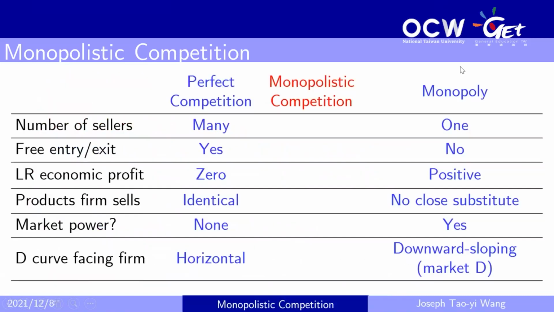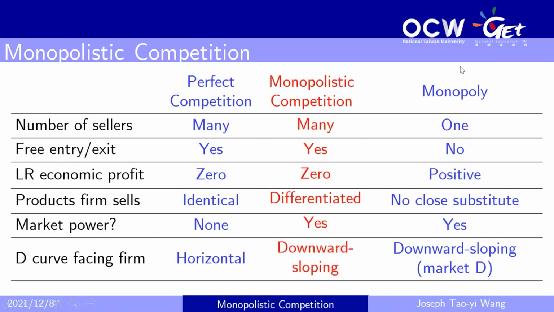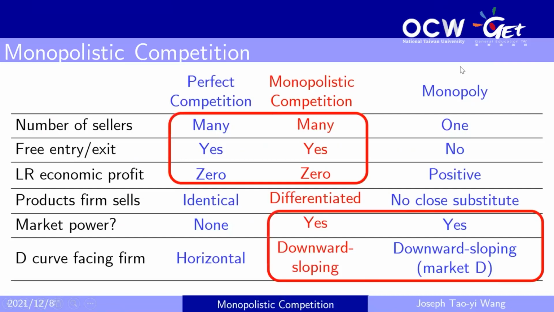Okay, let's take a look. So monopolistic competition is in between. It has many sellers, free entry and exit, and because of this, in the long run, zero economic profit. But it's selling differentiated products, so that's not identical products or a unique product, it's differentiated products. It does have some market power, not that extreme, but some. And it's facing a downward sloping demand curve. So what you get here is that in some parts, it's close to perfect competition. In other characteristics, it's closer to a monopoly. So that's why it's called monopolistic competition.